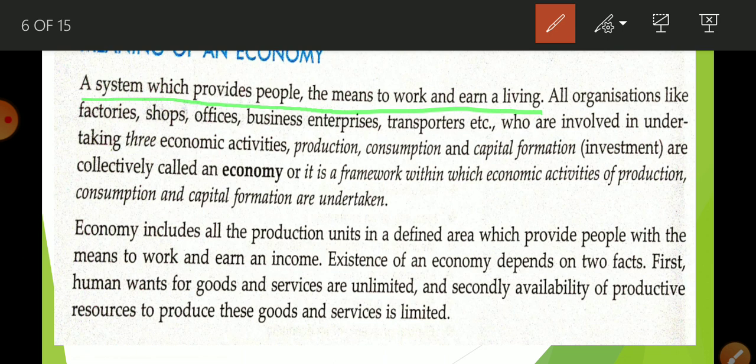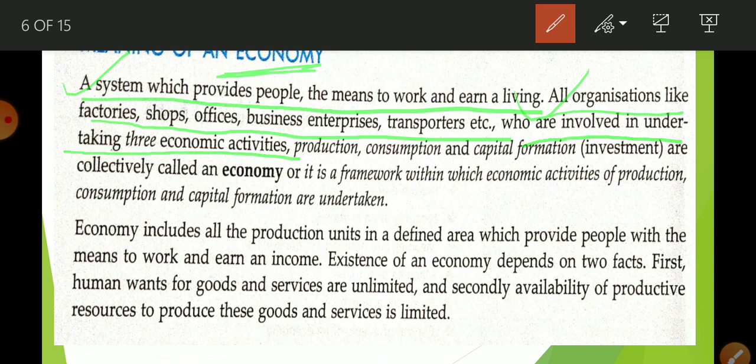Okay, so when all these are included together, that is known as an economy. The first line is the meaning of economy. What is the meaning of economy? It is a system which provides people the means to work and earn a living. In this way, what is the term economy? It explains all organizations like factories, shops, offices, business enterprises, transportation, etc., who are involved in undertaking three economic activities.